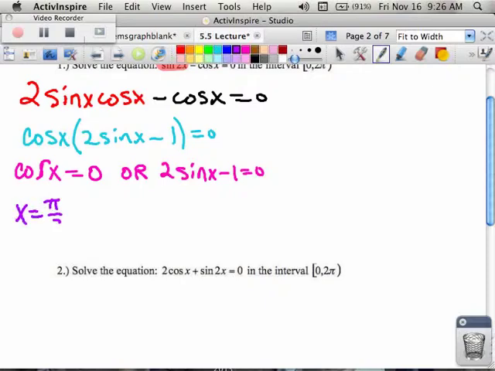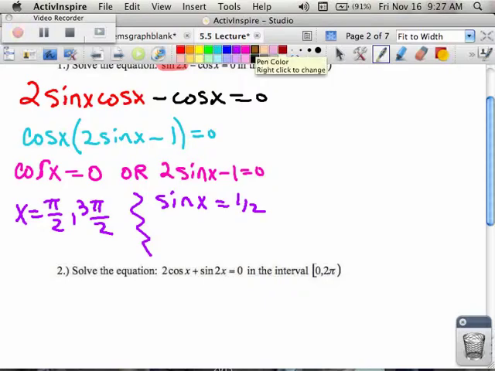In the second one, if I move the 1 over and divide by 2, I get the sine of x equal to 1/2 when I solve that equation for the sine. And then the question becomes, where is my sine equal to 1/2? You should know that those are the pi over 6 things on your unit circle. And you're looking for the ones that are positive, which occur in the first and the second quadrant. Answers would be pi over 6 and 5 pi over 6. And those are your x values. And so notice how there are 4 answers.